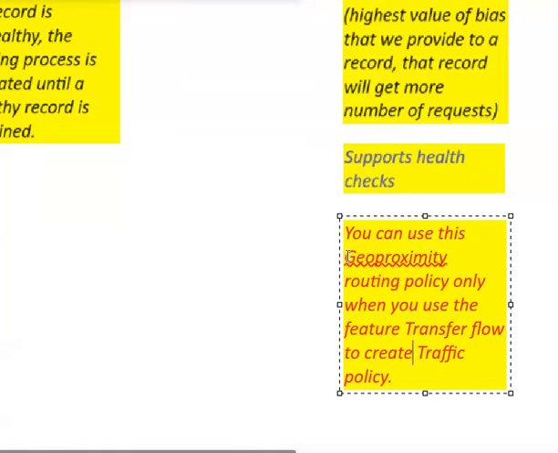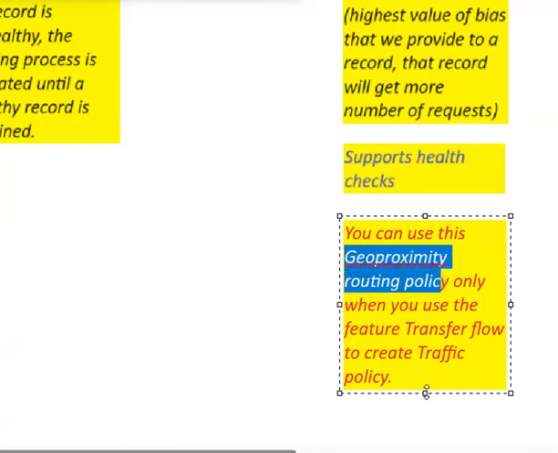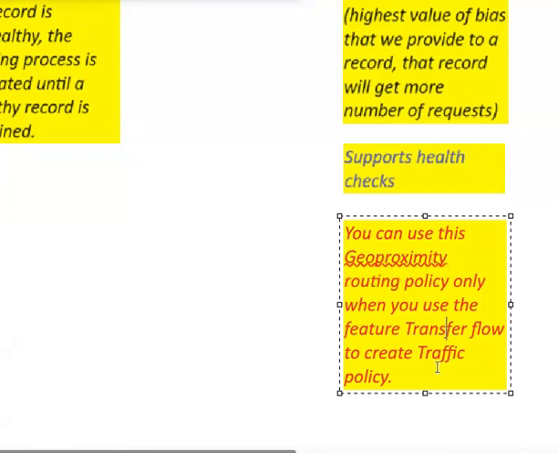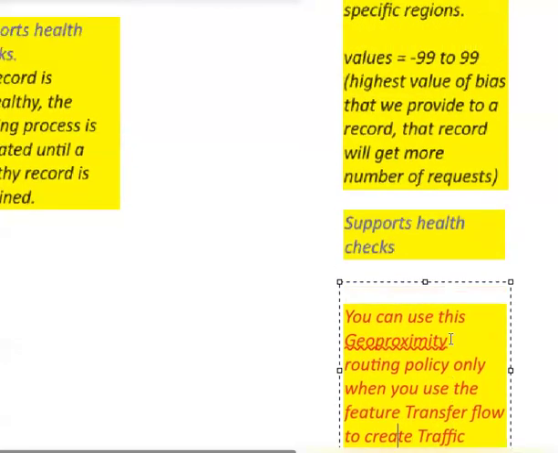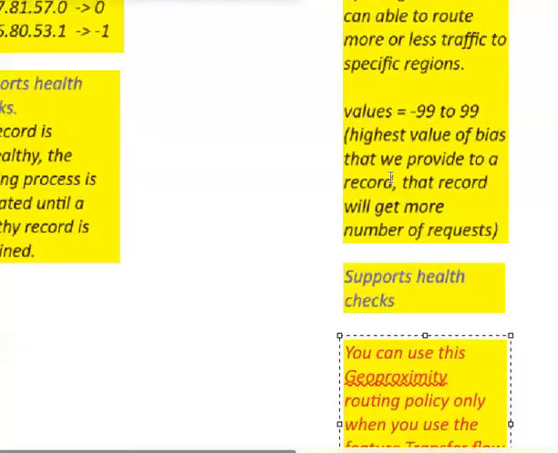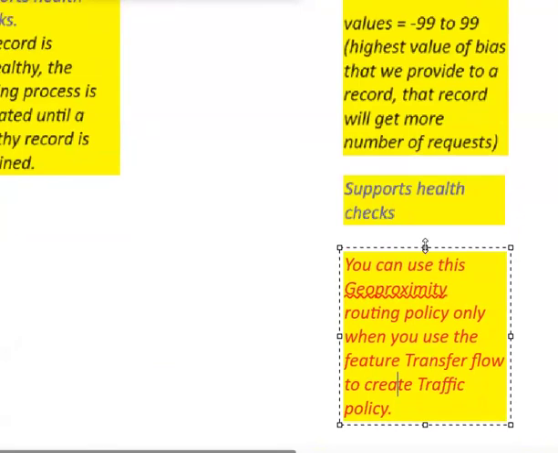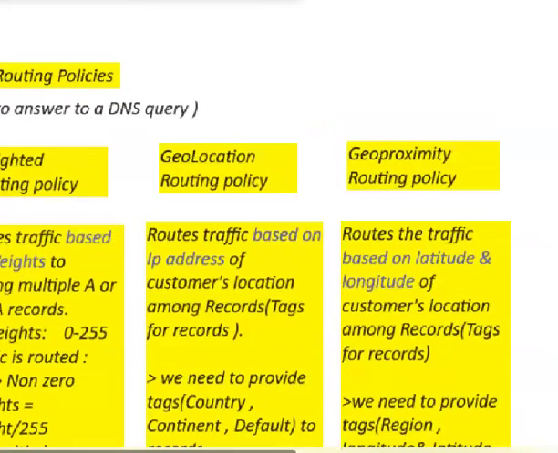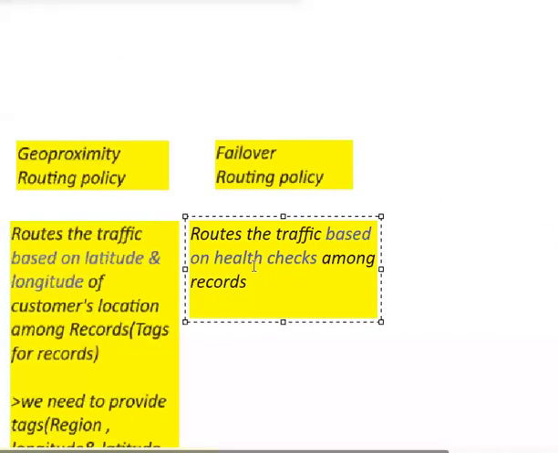So if you put this geo proximity routing policy under this traffic flow policy and you attach this traffic policy to any one of the domain or subdomain, then this traffic flow will automatically create the records and route your traffic based on this routing policy that you provided under this traffic policy. So while using geo proximity routing, you can use it only when you use this traffic policy. So this is about geo proximity routing.